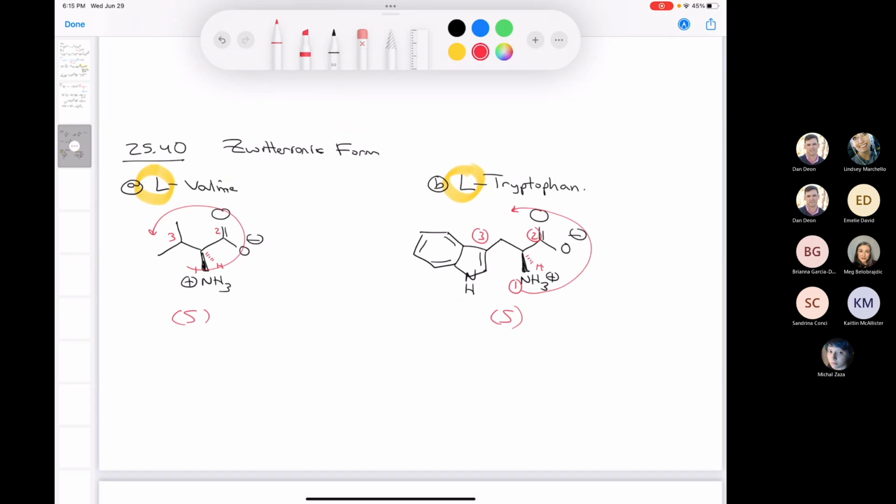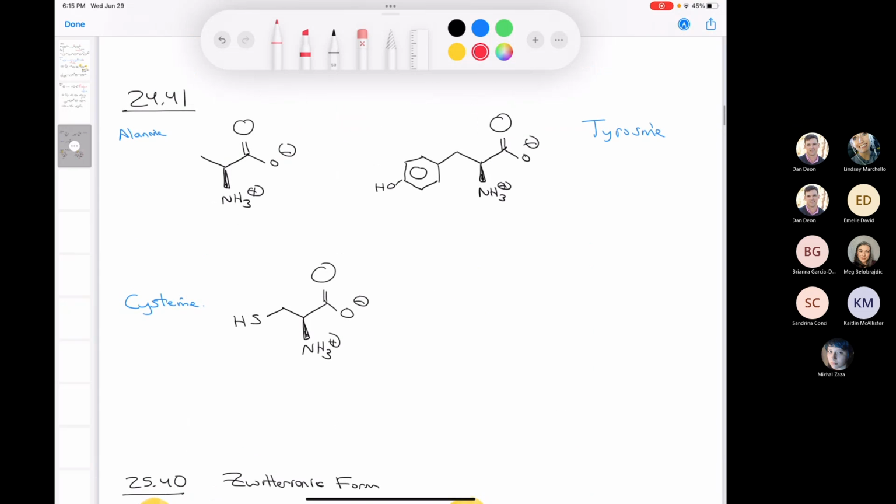When you look at question 25.41, it says the 20 naturally occurring amino acids in the table are all L-amino acids. They all have the S configuration, with the exception of glycine that has no chiral center. Naturally occurring cysteine is an L-amino acid. However, it doesn't have the S configuration.